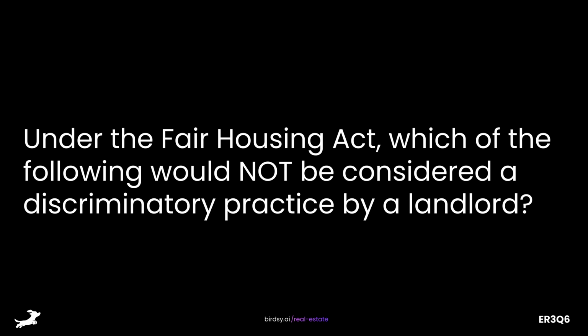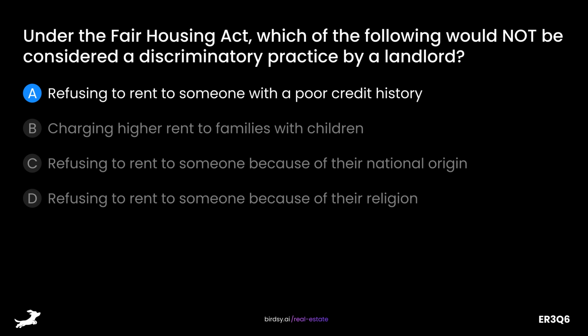Under the Fair Housing Act, which of the following would not be considered a discriminatory practice by a landlord? Is it A, refusing to rent to someone with a poor credit history? B, charging higher rent to families with children? C, refusing to rent to someone because of their national origin? Or D, refusing to rent to someone because of their religion? The answer is A, refusing to rent to someone with a poor credit history.